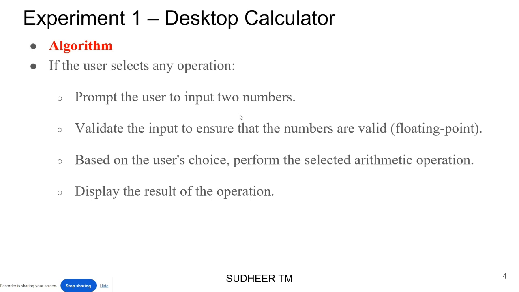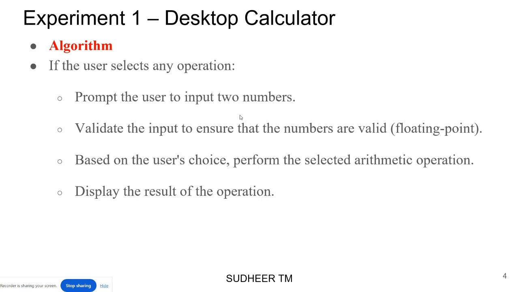We need to capture the input and we need to validate it, check whether it is a number, a floating point number. So the addition should be able to perform not only for integers, but also for fractional numbers or floating point numbers. We need to make sure that it is a floating point number. Based on the user's choice, perform the selected arithmetic operation.